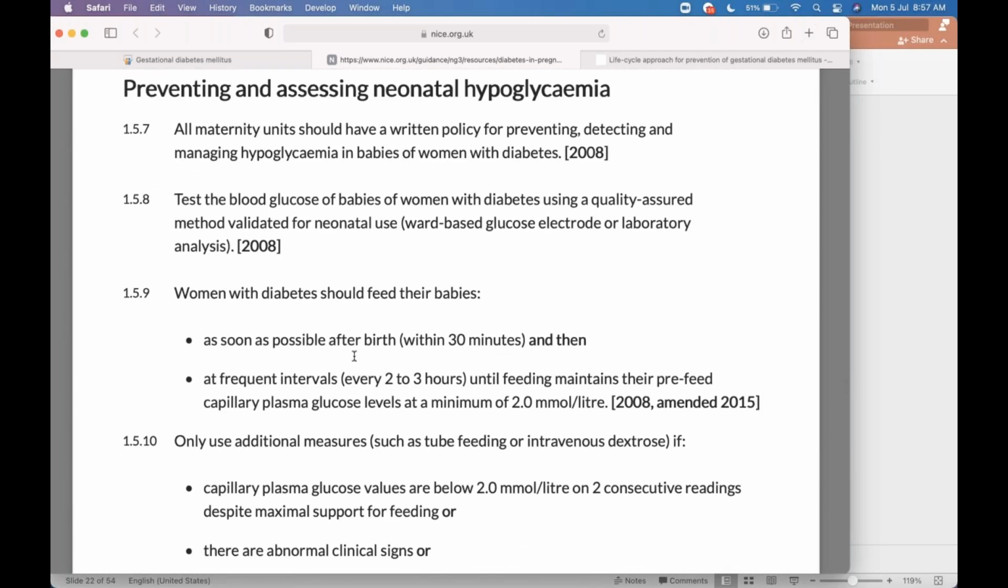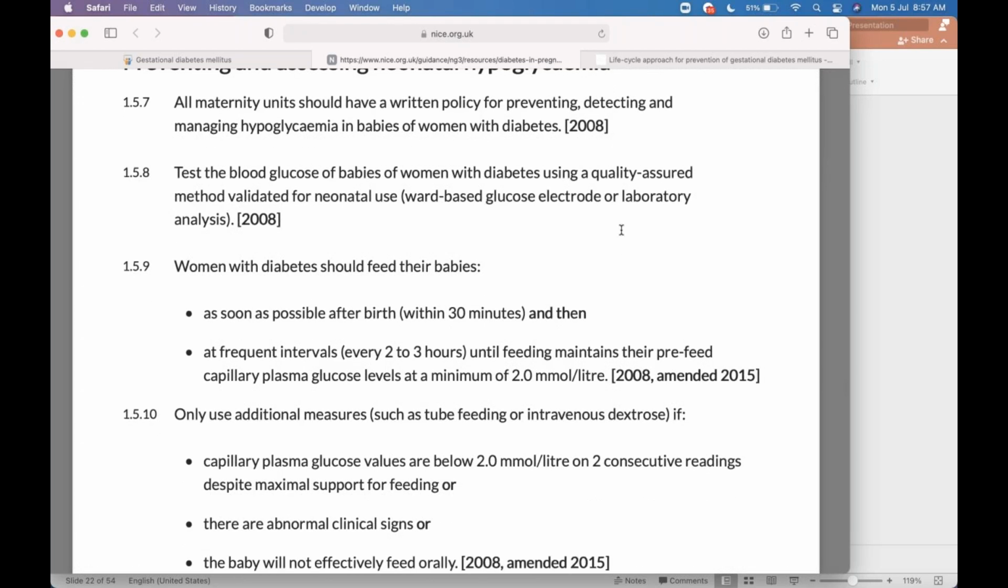And how will you prevent hypoglycemia in the neonatal period? Can anybody mention that? How does it work in India? How will you prevent neonatal hypoglycemia? Please write in the chat. Breastfeeding. Very good, extremely good answer.